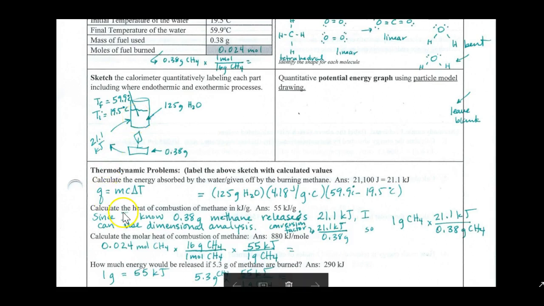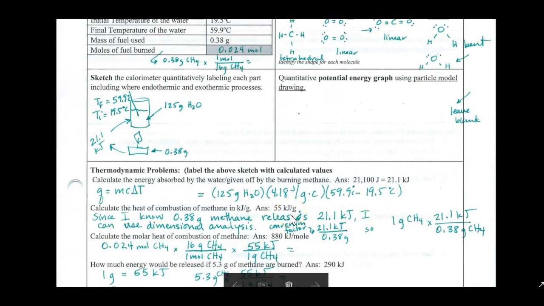So that tells me that 0.38 grams of methane releases 21.1 kilojoules of energy. I can use dimensional analysis. If I know that 0.38 grams release 21.1 kilojoules, I can make that into a conversion factor and can determine then what 1 gram is going to be. So 1 gram of CH4 is multiplied then by that conversion factor so that they cancel out, and my answer is 55 kilojoules per gram.